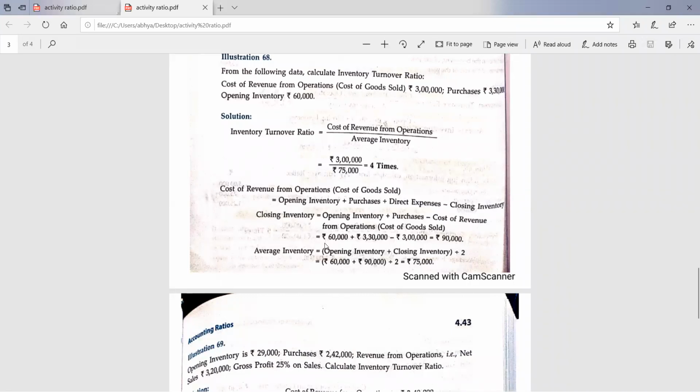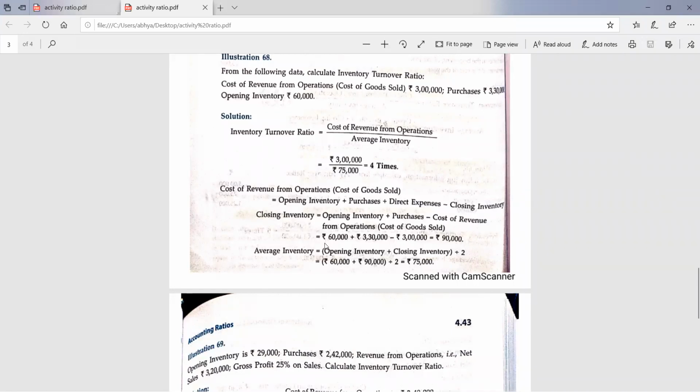Calculate inventory turnover ratio. Here gross profit is given. So to find out COGS, we will be using the very first formula. What was the first formula? Net sales minus GP is equal to COGS. Now net sales are given, 3,20,000, and GP is given 25% on sales.